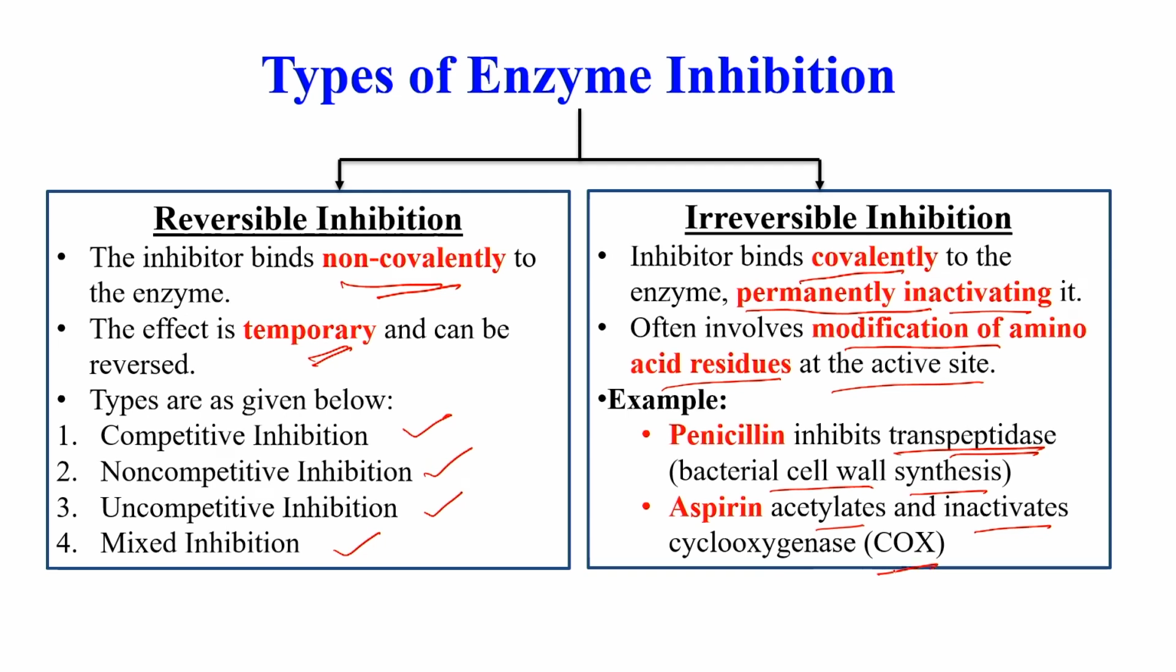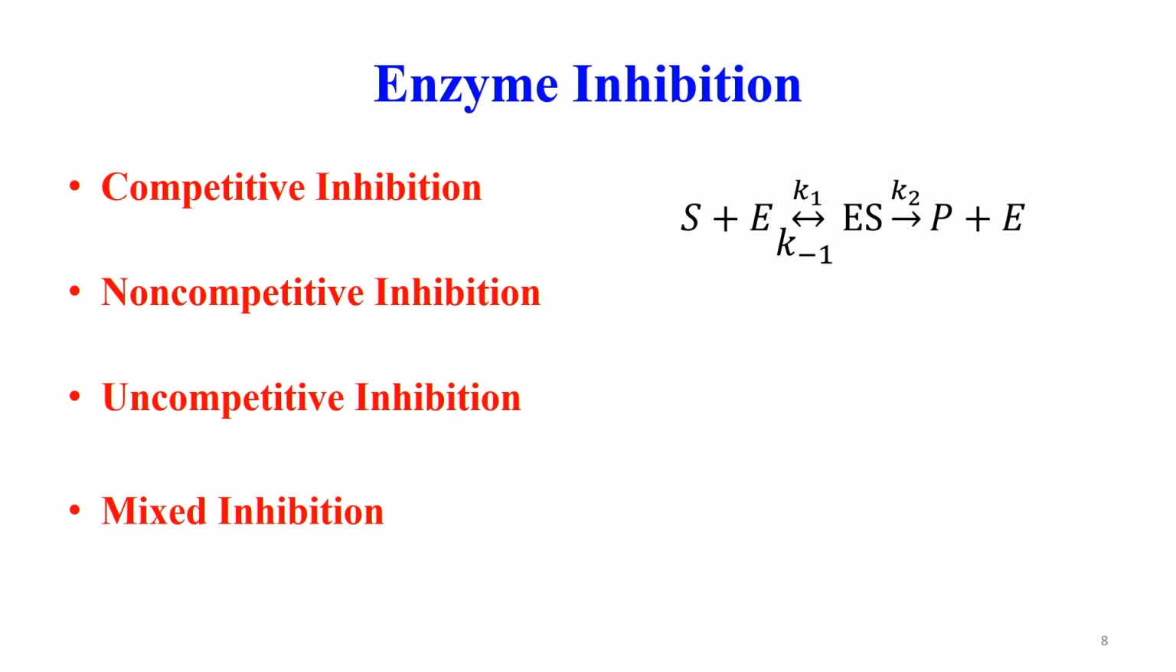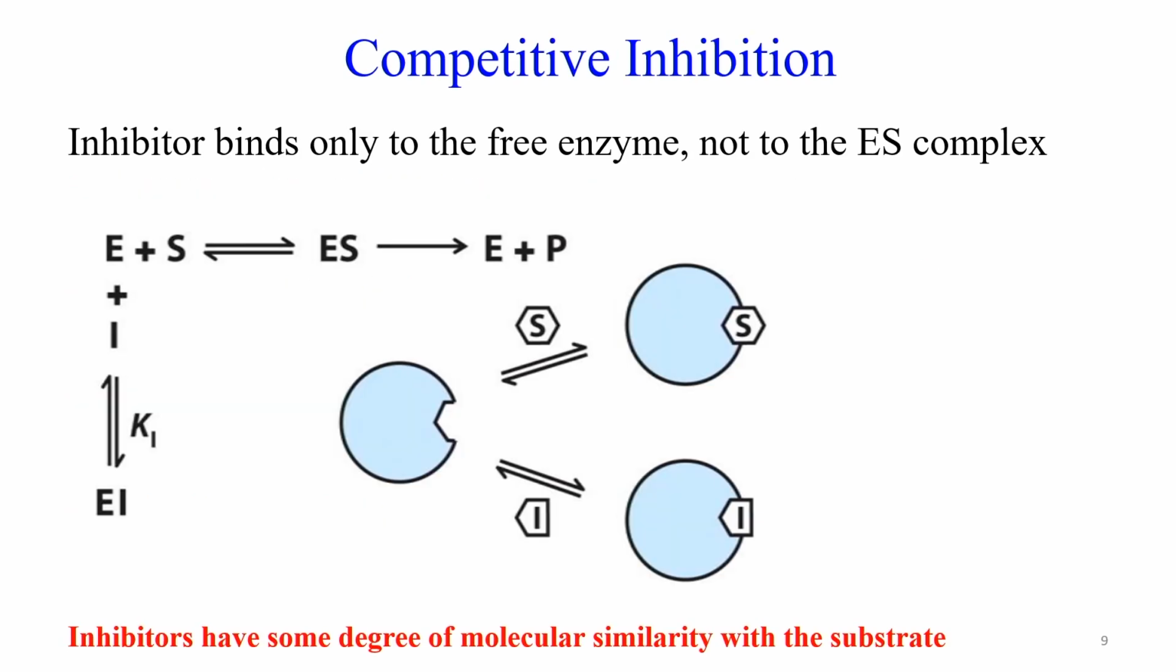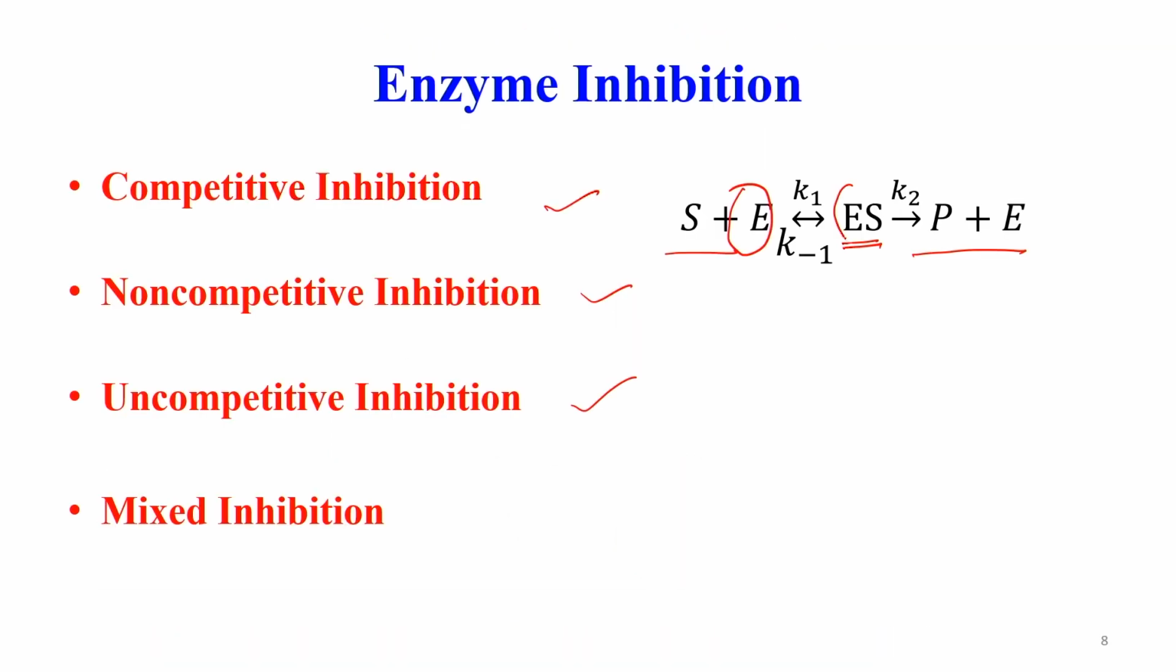So, in this way they are permanently inactivating the enzyme through covalent interaction. So, as I told, we are going to discuss competitive, non-competitive and uncompetitive inhibition. Enzyme binds with the substrate to form the enzyme substrate complex, which further dissociates into enzyme and product. In the case of inhibition, the inhibitor can target the enzyme, or the enzyme substrate complex, or both.